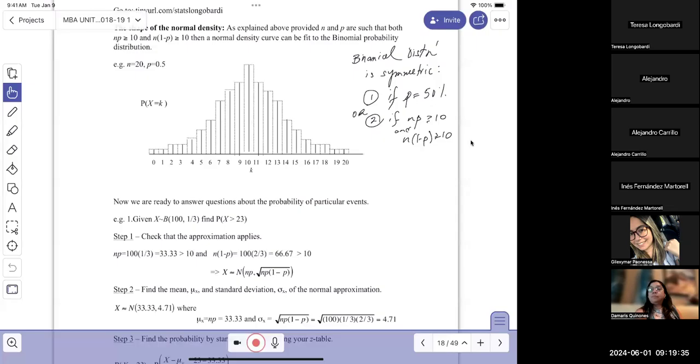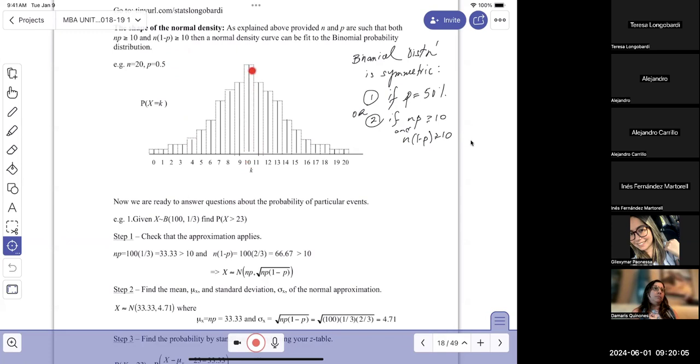Okay, so this is an example here where P is 0.5 and N is 20. It's like the minimum case, where N times P is greater than or equal to 10 and N times 1 minus P is greater than or equal to 10. You can verify that. And it will give a shape that is approximately normal.